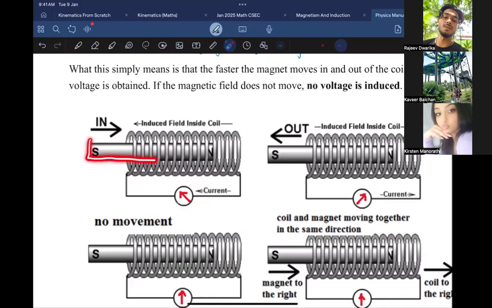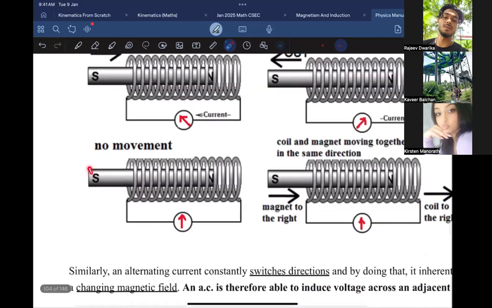Justin, you see how you're pushing the magnet in? You would expect the current to go in this direction, right? But it goes in the other direction. Same thing over here. If you pull out the magnet, you would expect the current to go in this direction, but instead it goes in this direction. Now, if I don't move the magnet and I just keep it there, will there be any induced EMF? No. There won't, because there's no what? I want somebody to say there's no what?